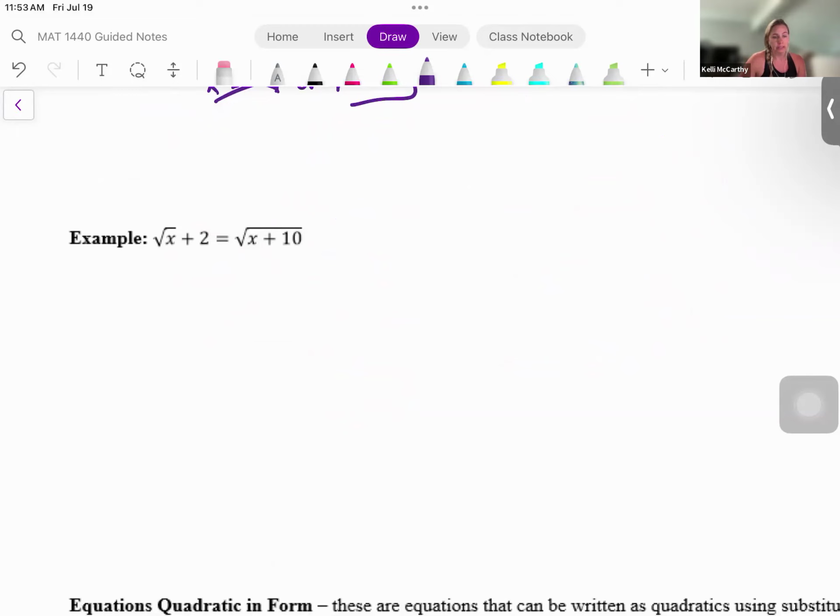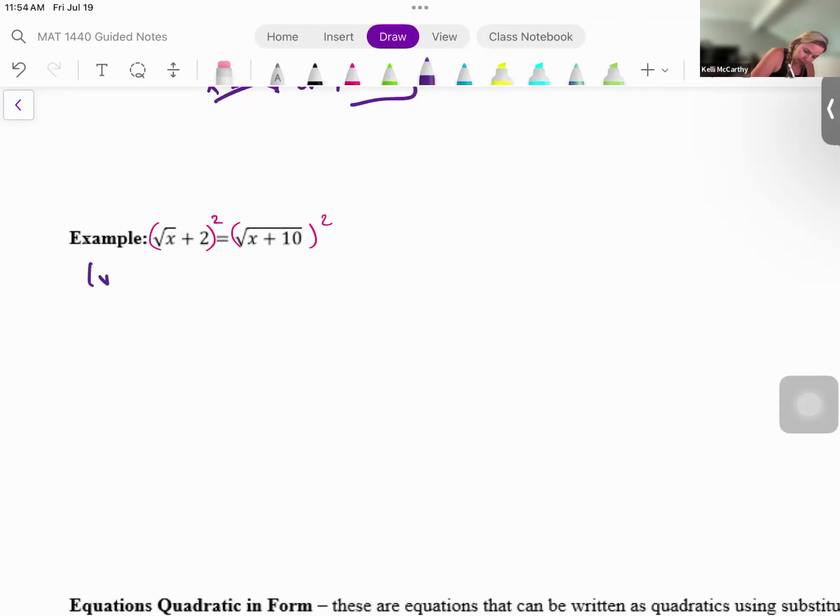The square root of x plus 2 equals the square root of x plus 10. So in this particular example, we have two radicals. So we're going to end up having to isolate the radical twice. We're going to start this process by trying to undo a radical. We're going to undo the radical on the right-hand side by squaring both sides. But what we'll see is that when we square the left-hand side, we're going to still end up with a square root. So we're going to end up isolating one more time.